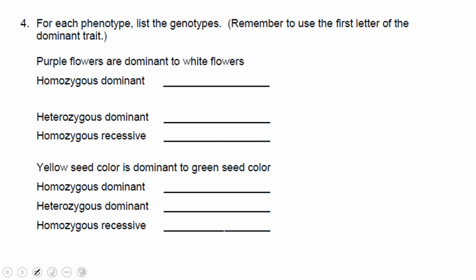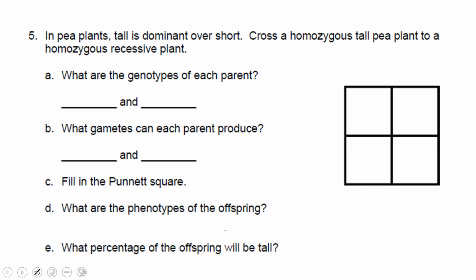Okay. For each phenotype, list the genotypes. Remember to use the first letter of the dominant trait as you make your codes. Purple flower is dominant to white, so homozygous dominant, big P, big P. Heterozygous, big P, little p. Homozygous recessive, little p, little p. Yellow is dominant to green, so big Y, big Y, big Y, little y is heterozygous, little y, little y is homozygous recessive.